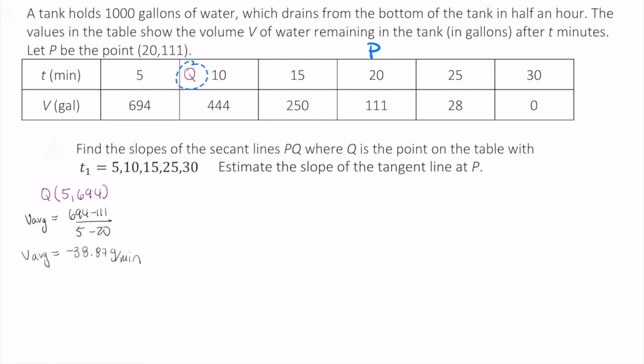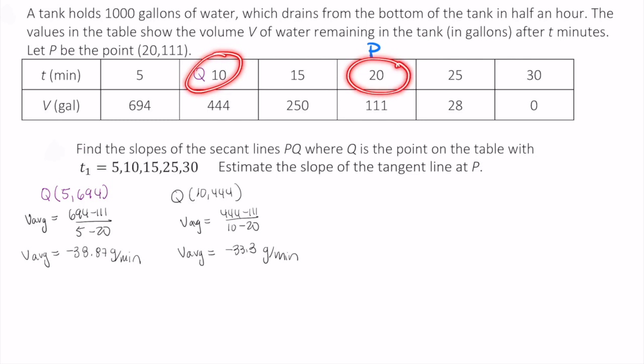So now, instead of Q equaling the 5-minute mark, Q is the point beginning at the 10-minute mark. So let's change our Q. Now Q is (10, 444). So at the 10-minute mark, there are 444 gallons remaining. And let's do this again. So we end up with negative 33.3 gallons per minute. That tells me that between 10 minutes and 20 minutes, the average water loss for the tank was about 33 gallons per minute. So now let's do this again, and this time Q is going to be 15.